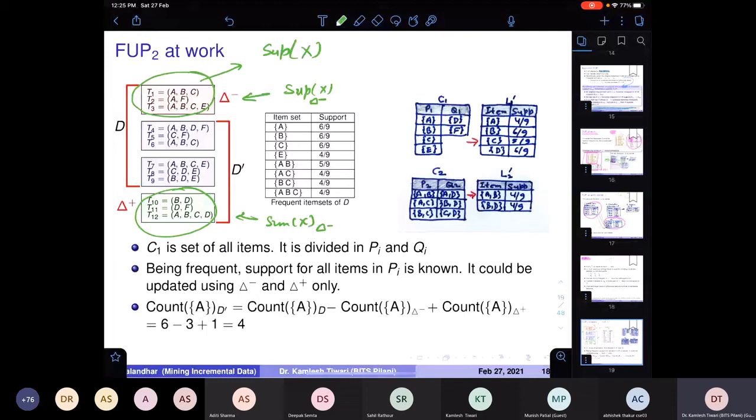So if you want to find out the new support, what would be the value? I think everybody can tell me now. Let me give you an example. Initial support was 10, support lost is 3, support gained is 5. So can you tell me what is the new support?